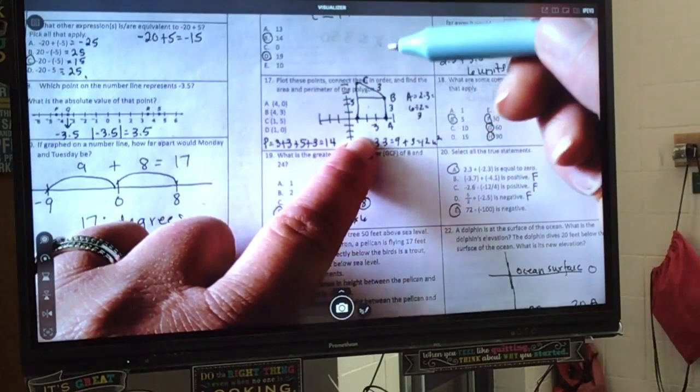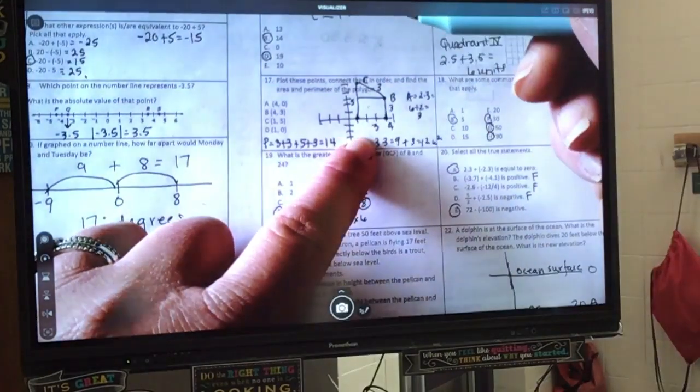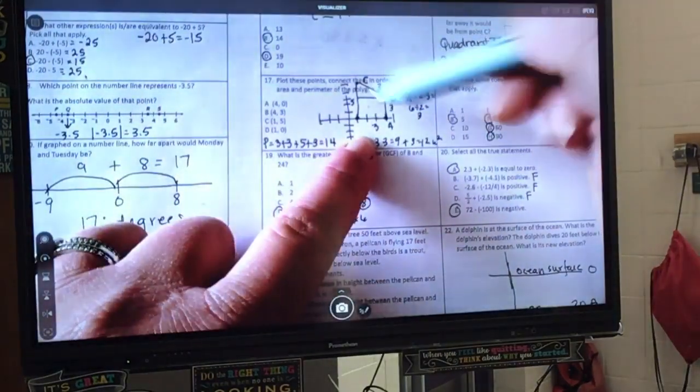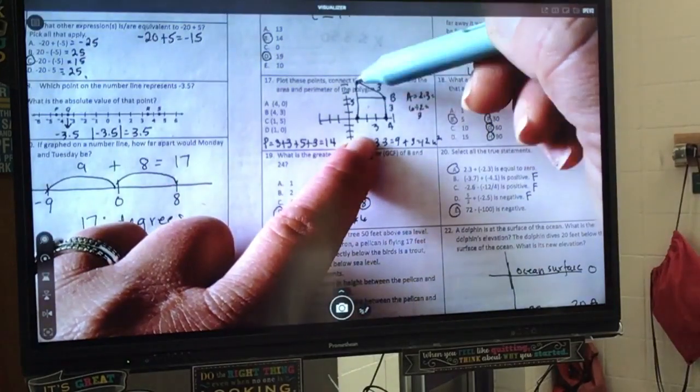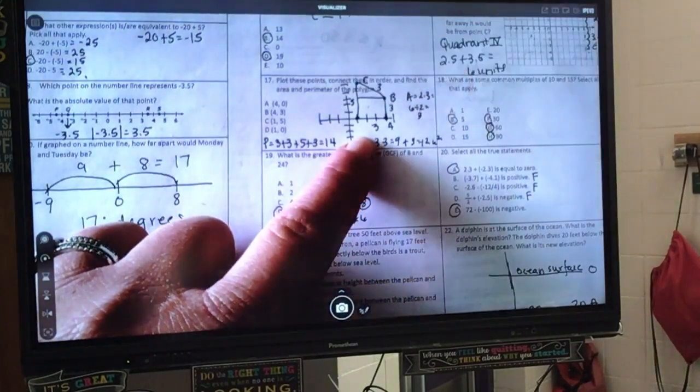Thank you. And then this is no longer a length of 5. This becomes a length of 2.